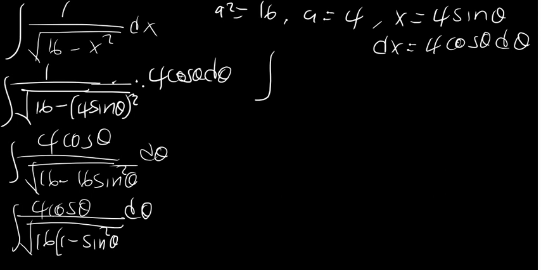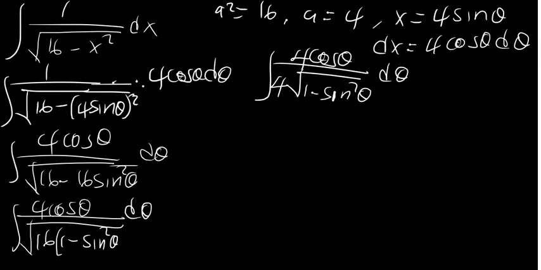It's the same. 16 is going to come outside, but the square root of 16 is 4. It's going to be 4 cos theta, everything divided by the square root of 4 times 1 minus sine squared theta d theta. What else do we know? The integral of the 4 can go before we even continue there. The 4 can go. Then on top we're going to remain with only cos theta divided by the square root of 1 minus sine squared theta d theta.